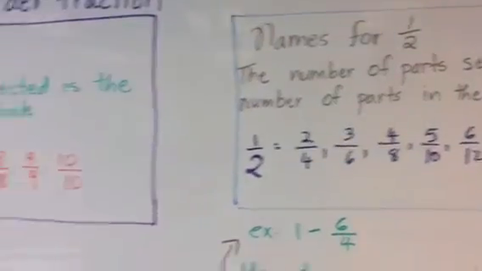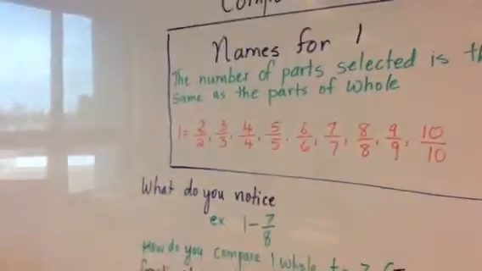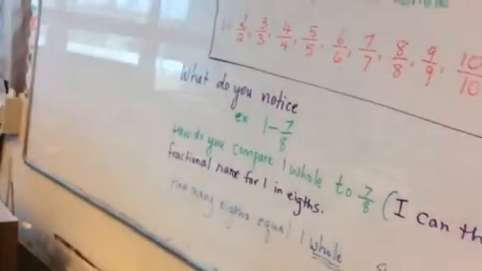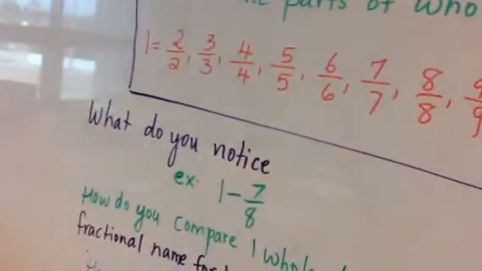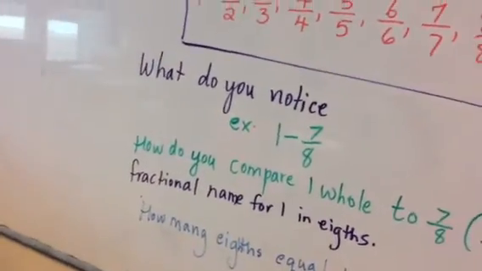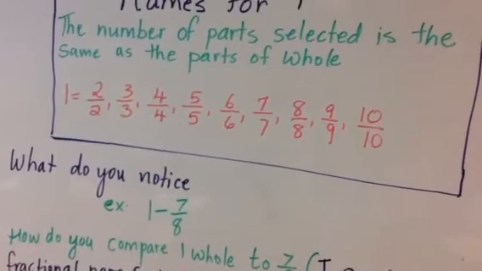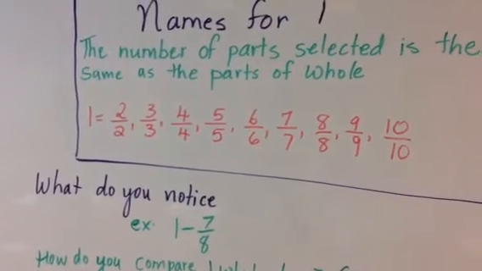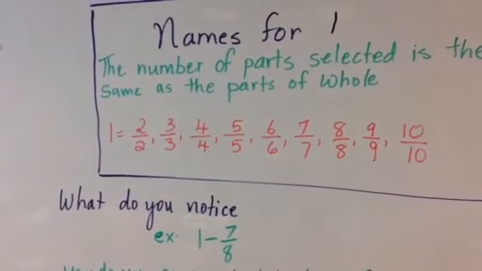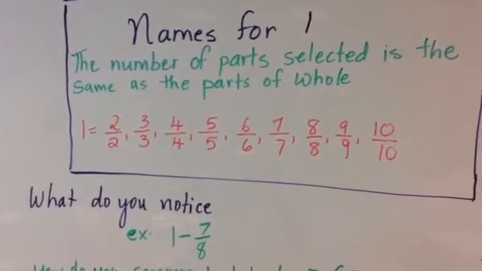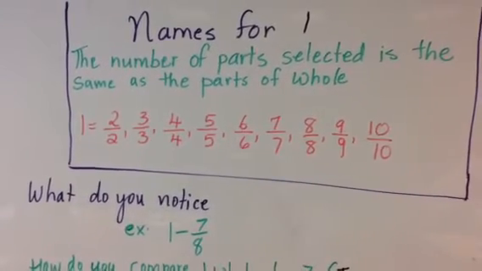But let's move on. What do you notice? I need to read that from my book. What do you notice about all the fractional names for 1? Again, what do you notice about all the fractional names for 1?